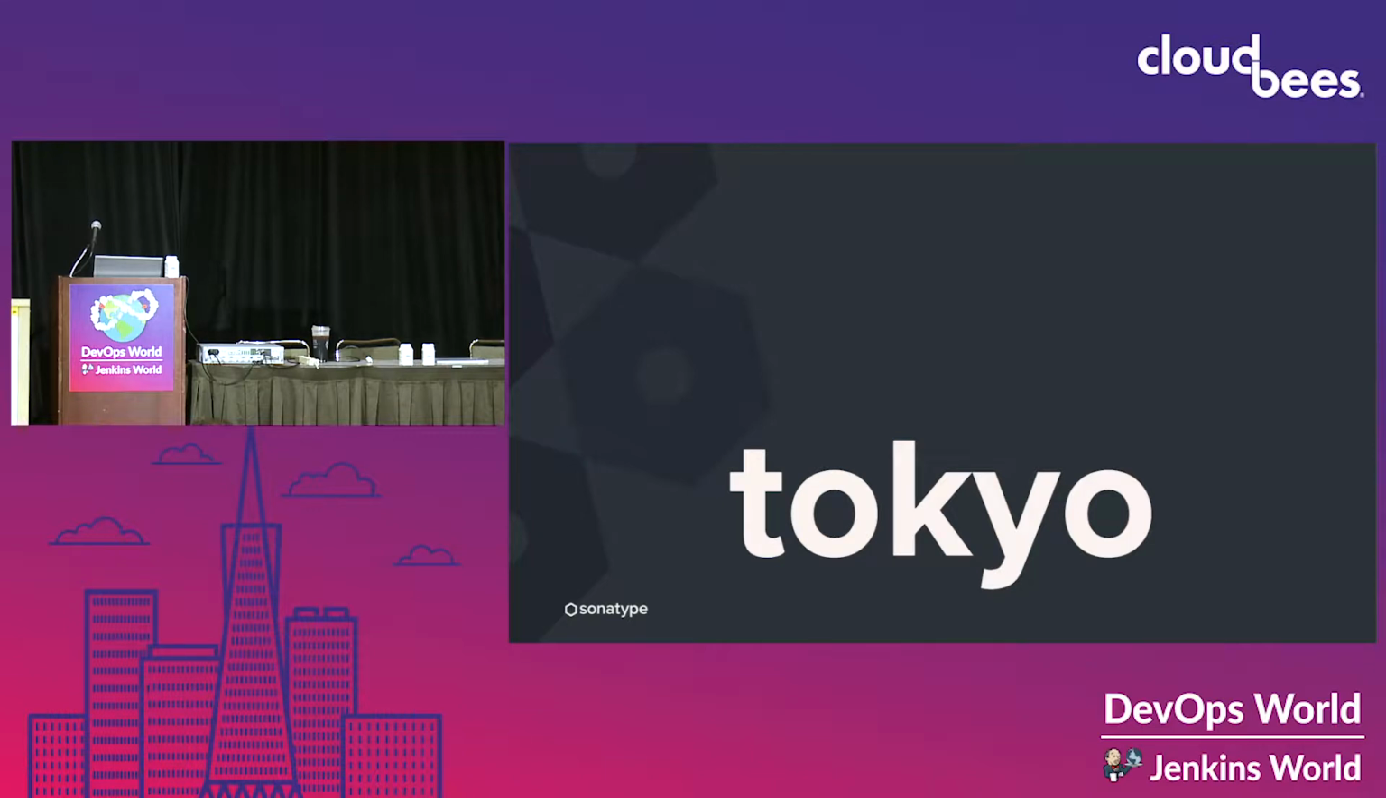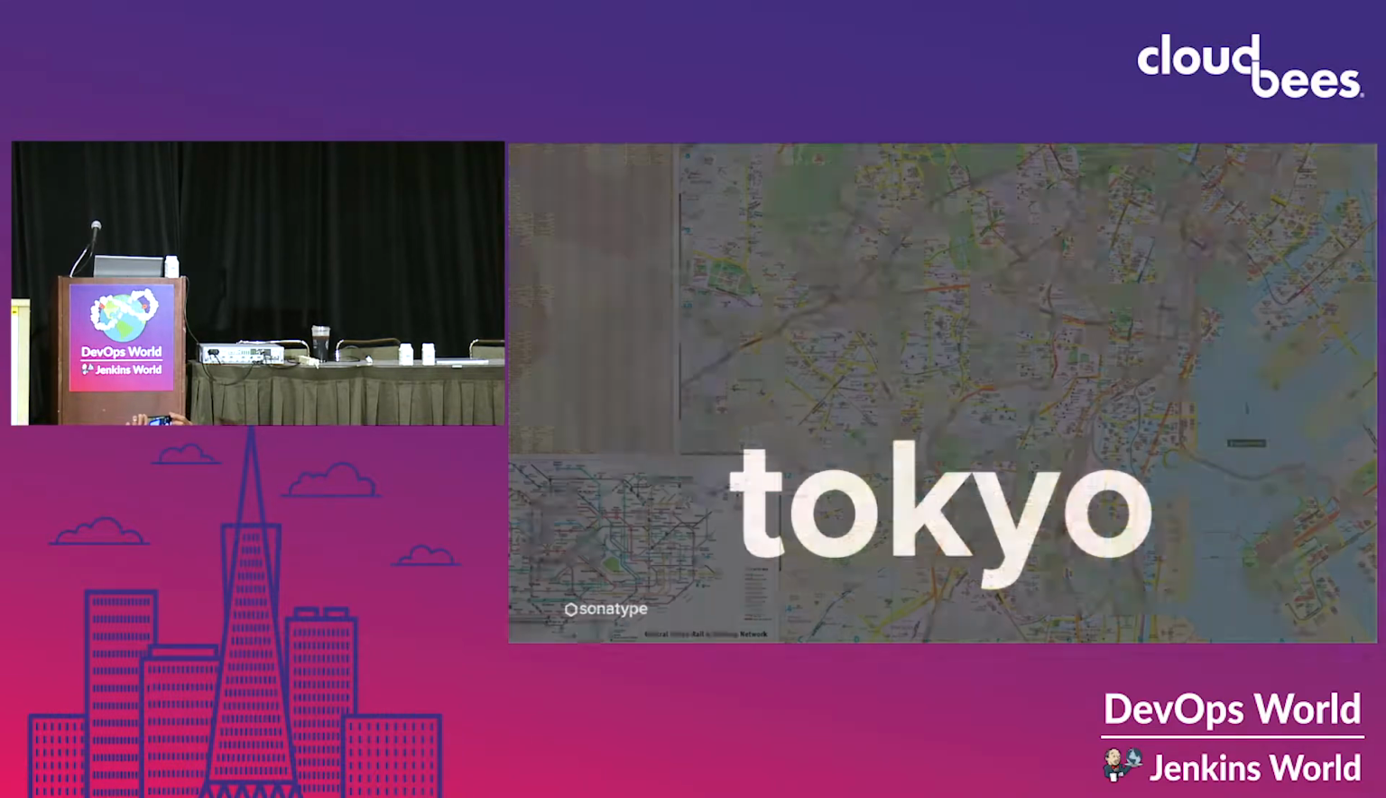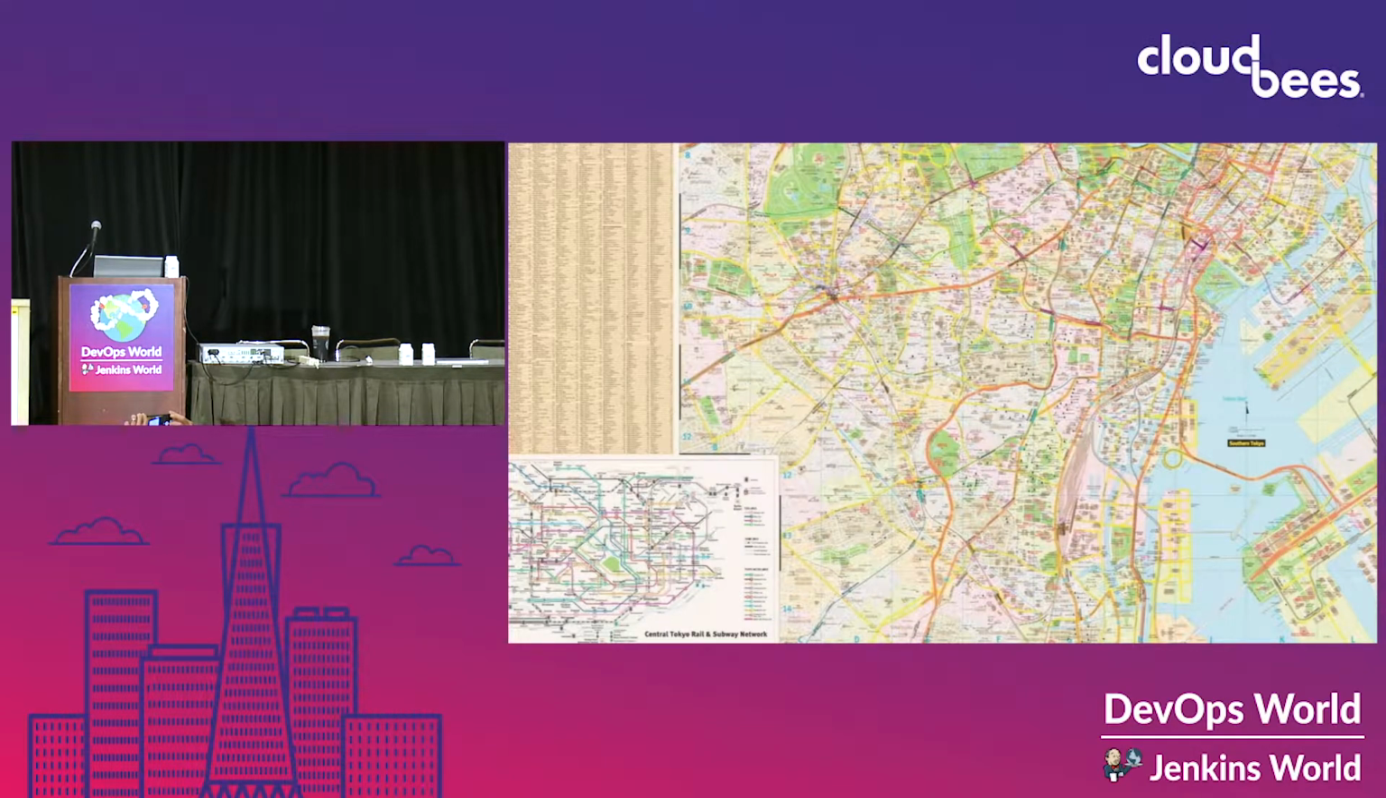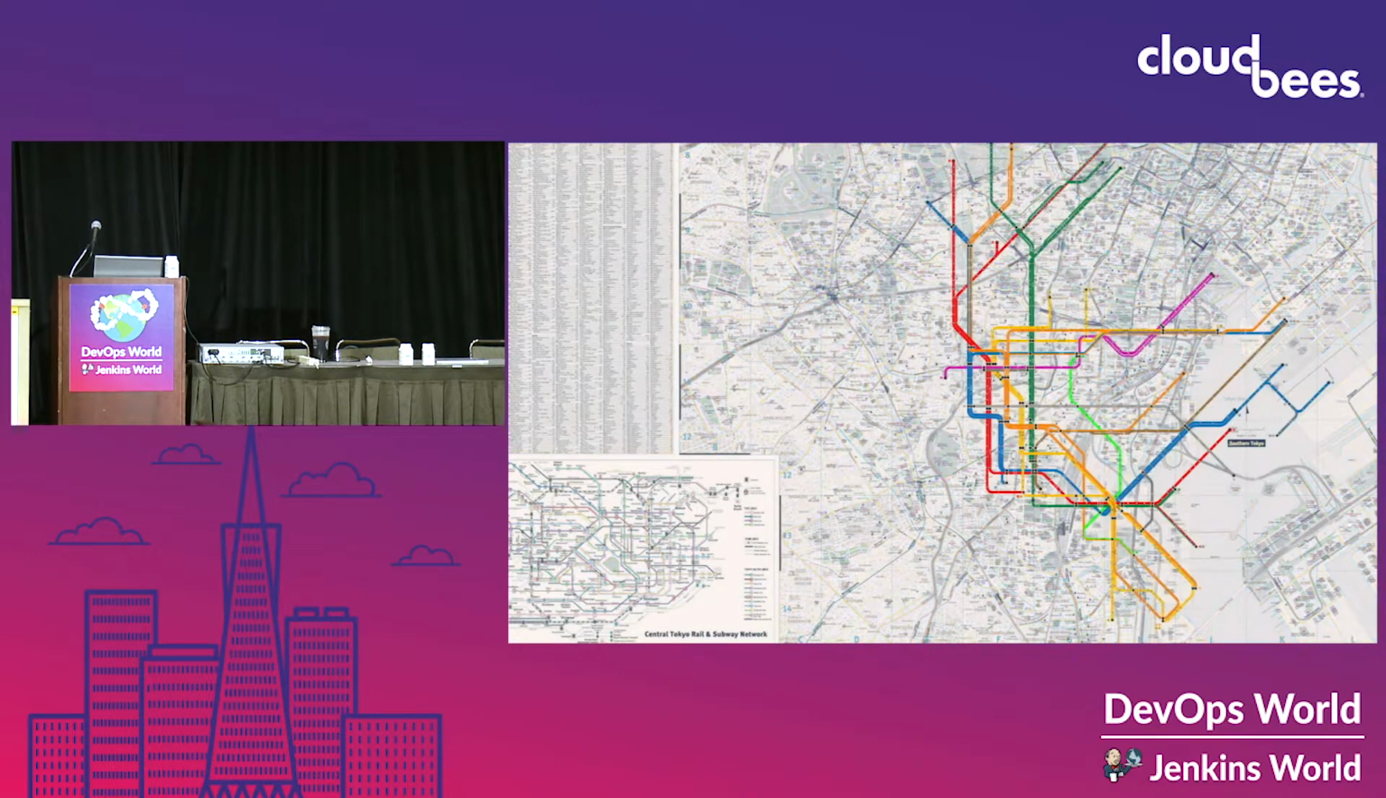So I'll talk to you a little bit about Tokyo first. And Tokyo is a big city. This isn't the architecture, by the way. It's a huge city. It has its own subway system. We have the Central Tokyo rail and subway network down here in the corner. And this is the New York subway overlaid onto Tokyo.